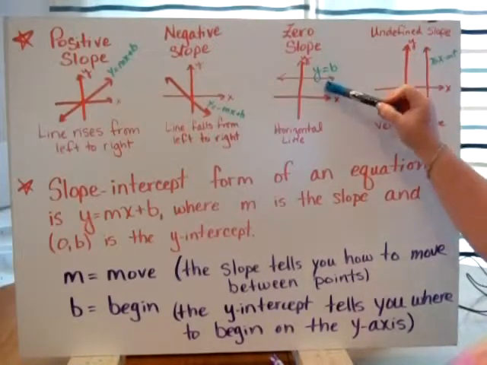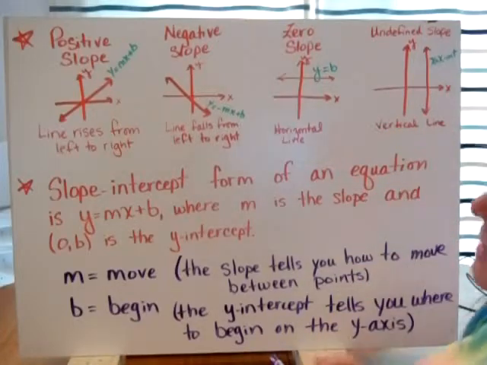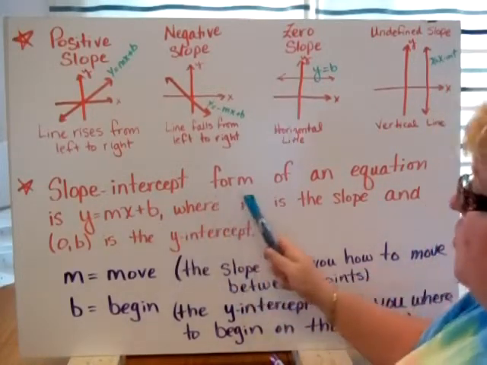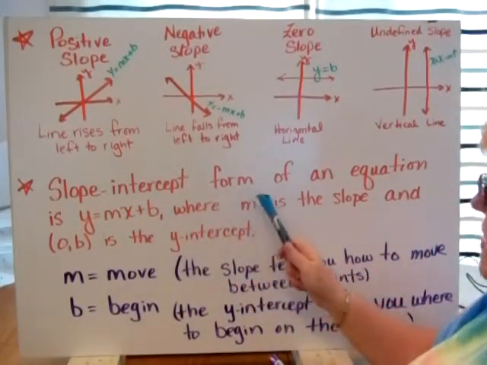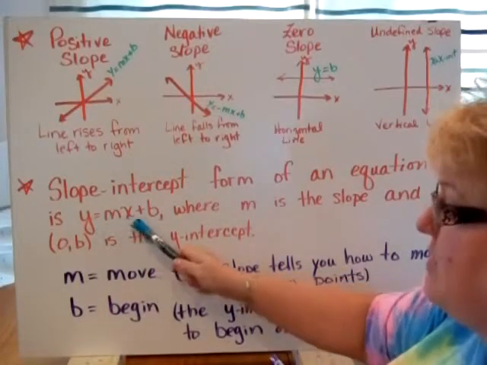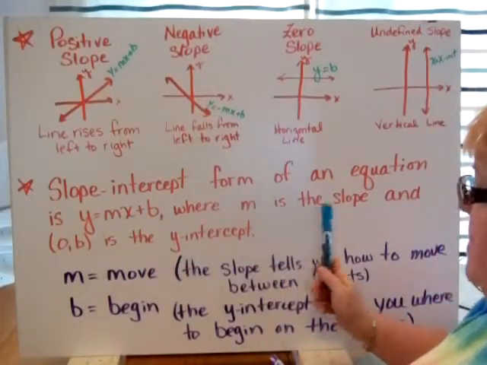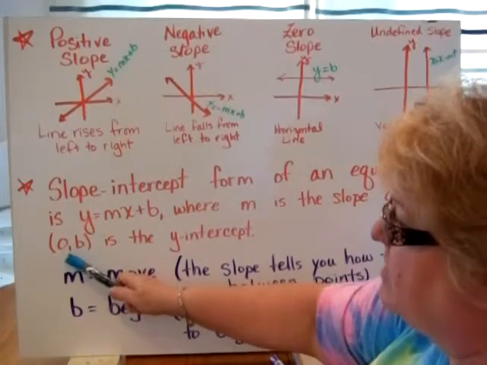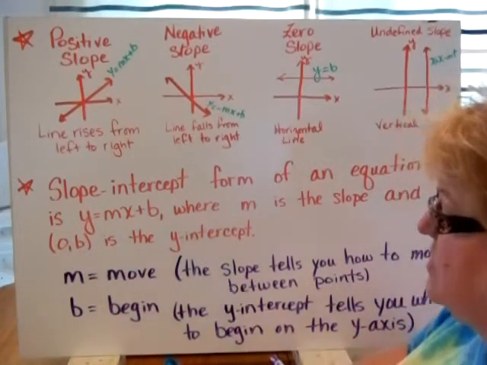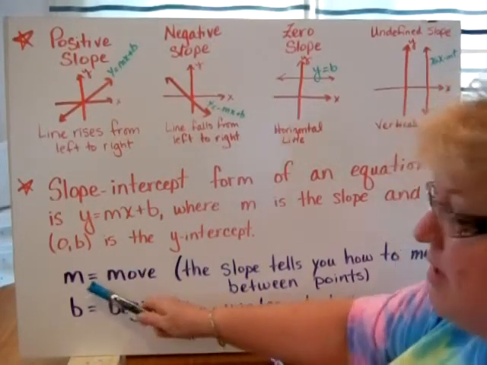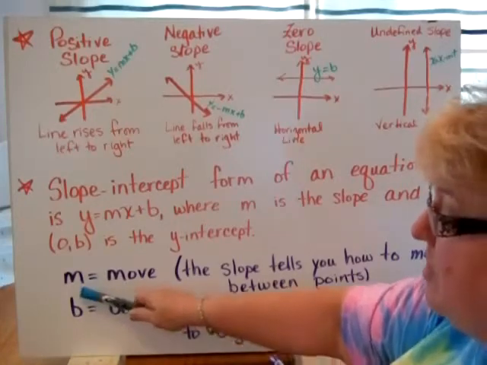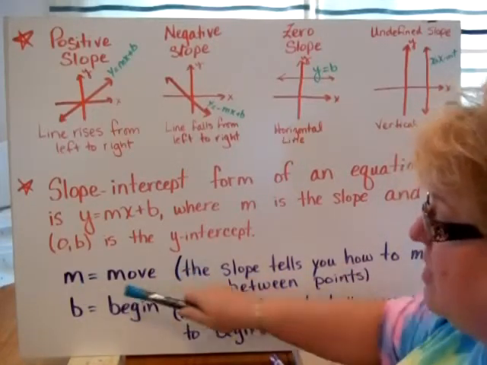The slope for your horizontal line is 0. Okay, slope-intercept form is one way that we can write the equation of a line, and it's given by y equals mx plus b, where m is your slope and the point (0, b) is the y-intercept.